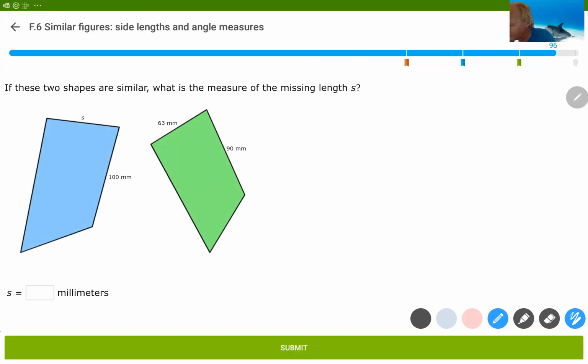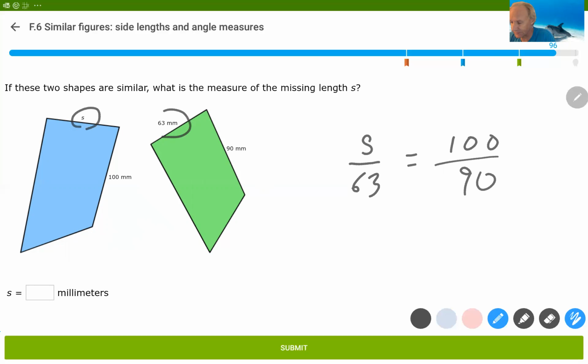Oh, another one. Okay, the S seems to match with the 63, and the 100 goes to the 90. Now, a lot of people wonder, well, how do you know that you should put the S over the 63? Well, you didn't have to. It just happens that this side matches with this side on the other figure. But I could have just as easily done S over 100.